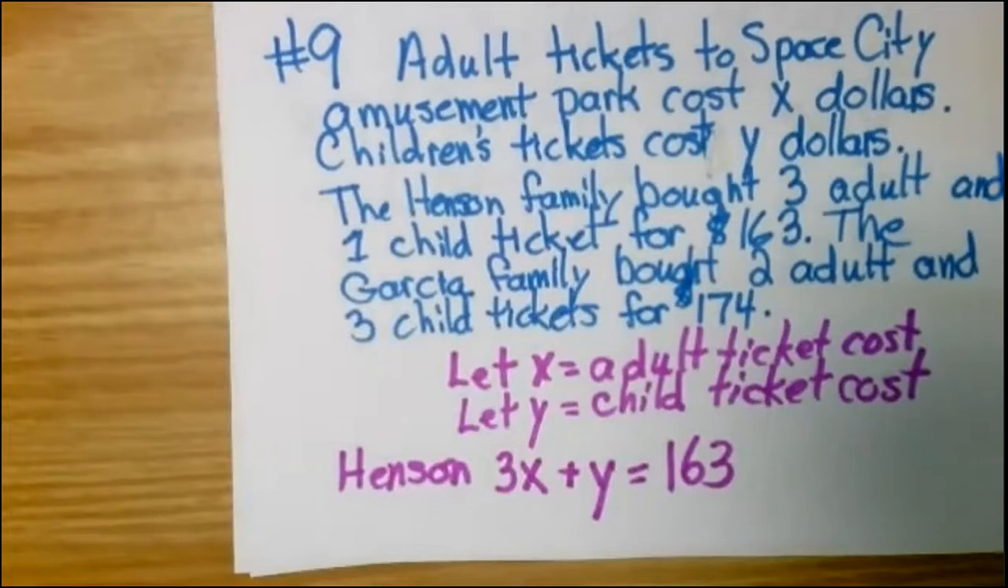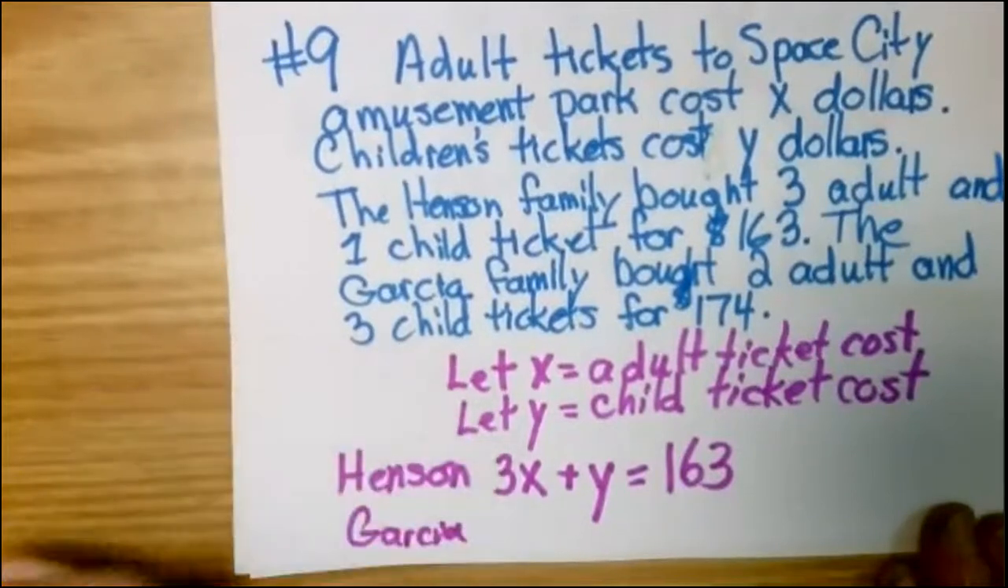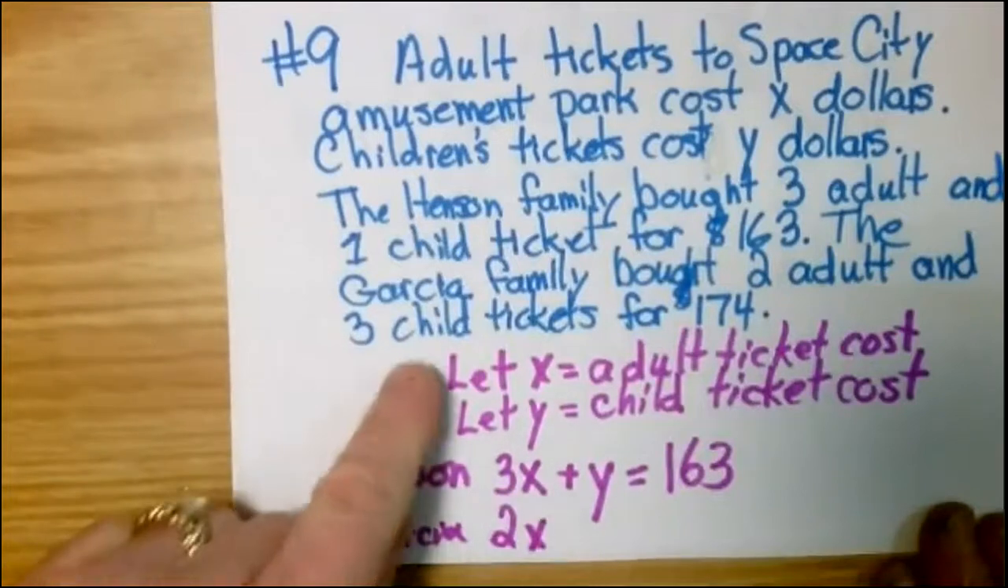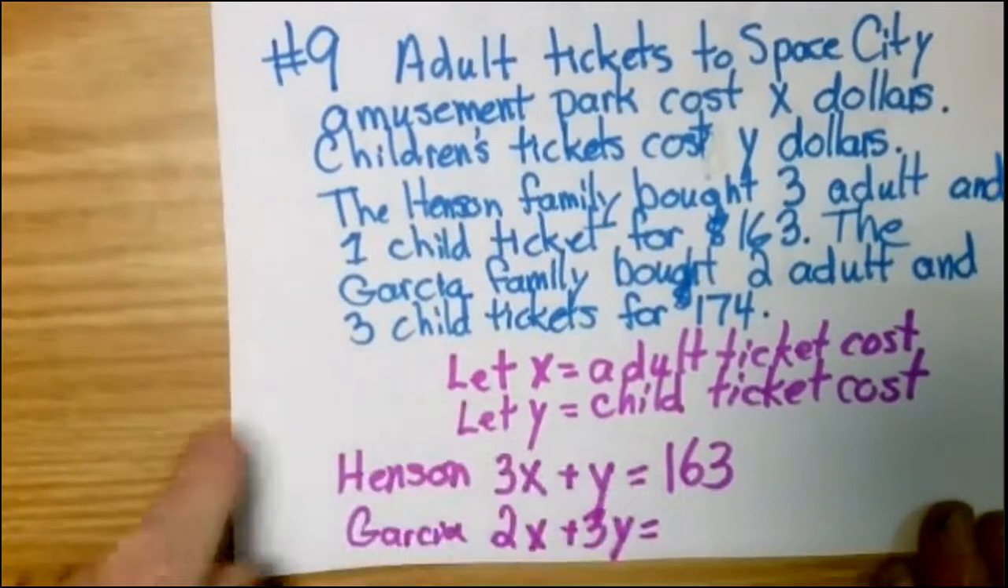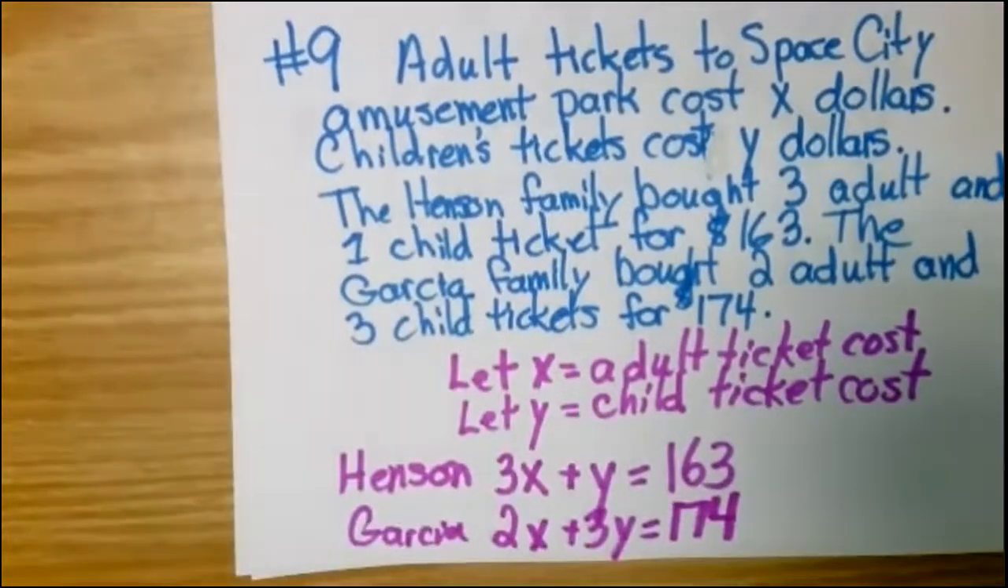Okay, Garcia, they bought 2 adult tickets and 3 child tickets, and they spent $174. We now have our system of equations. So that's the letter A answer.